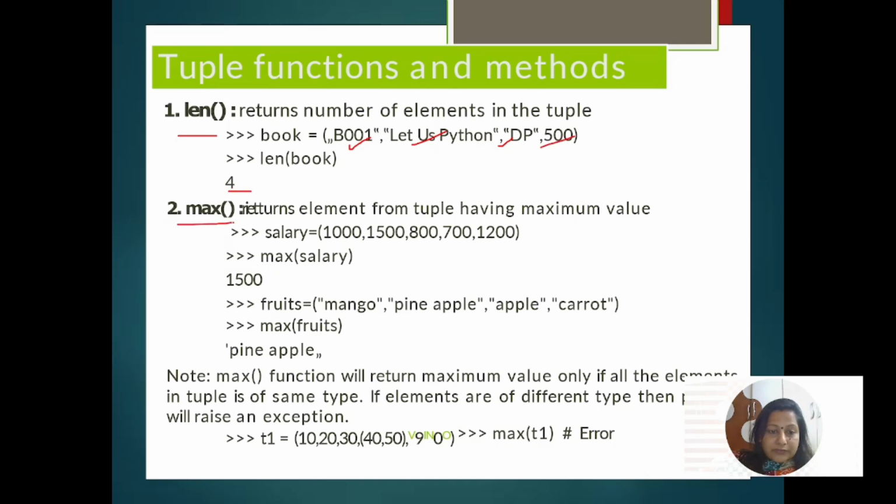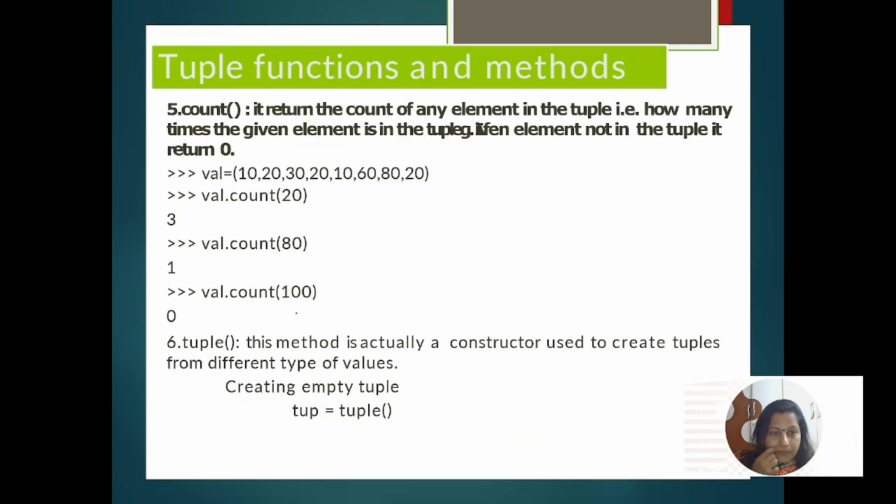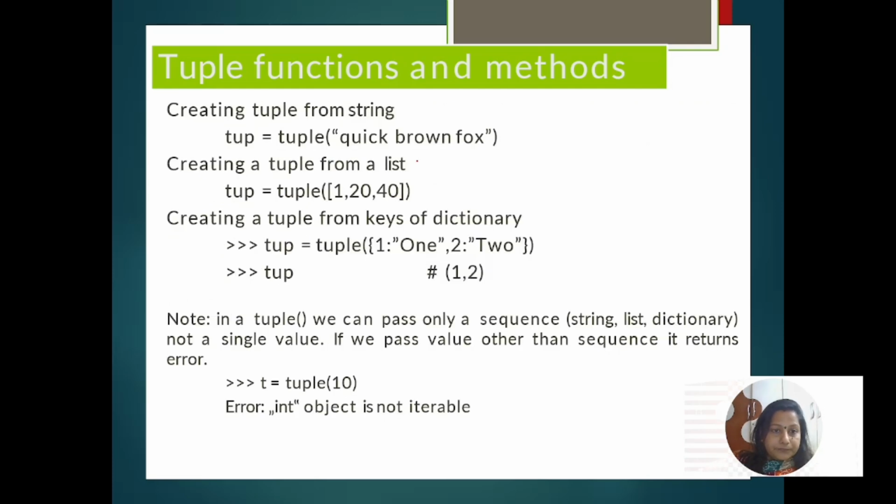What is the meaning of max function? It is going to check what is the maximum value in the tuple. It is going to write that. Okay. Next, count. What will the count function do? It counts how many times a value appears. For example, if you're taking 20, how many times 20 is there in the particular tuple? It is going to write it. So 20 is there 3 times. Okay.